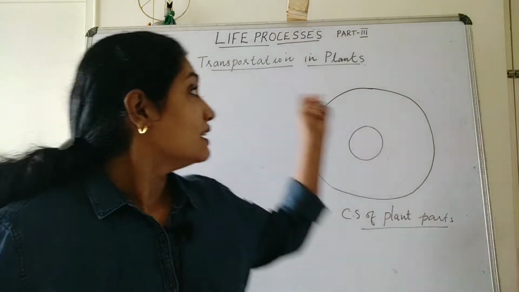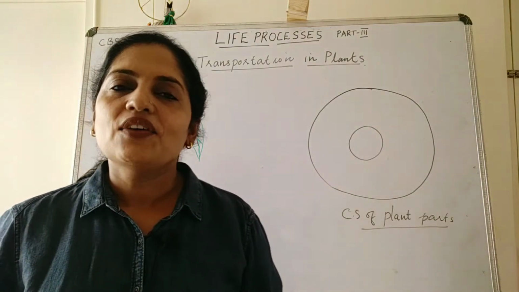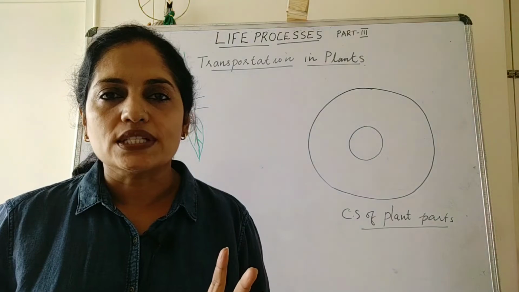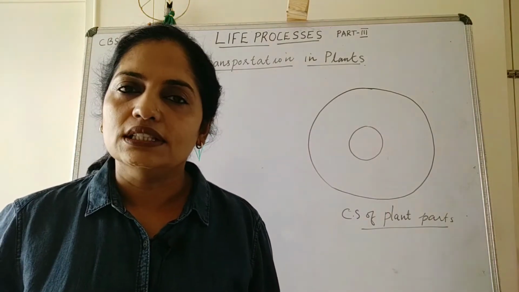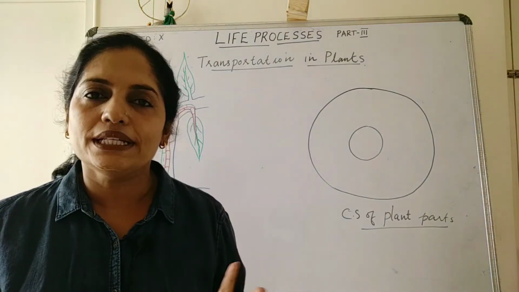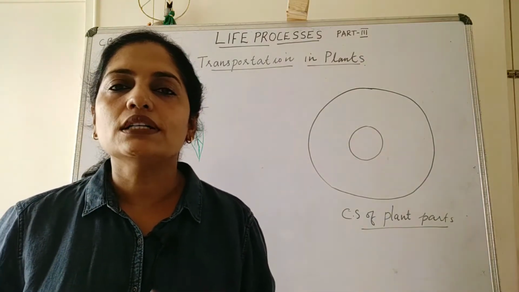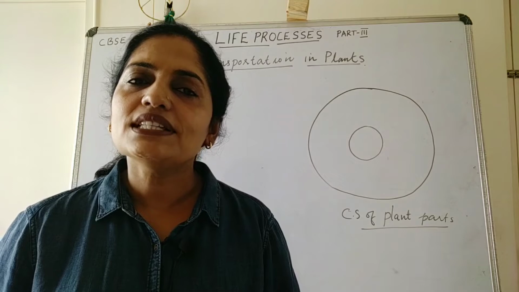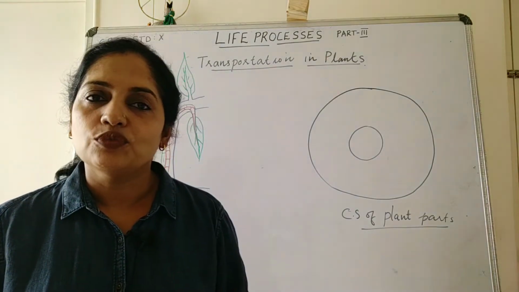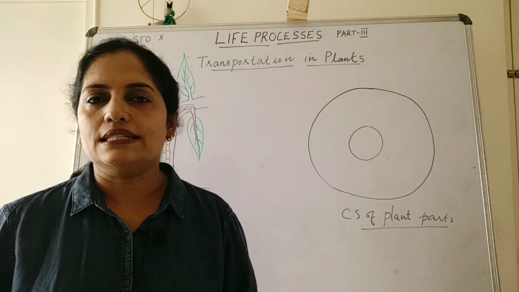Today's topic is transportation in plants. We have discussed earlier plants take up carbon dioxide and water from the environment. These absorbed raw materials should be transported to the site of requirement. Which is the site of requirement? Green parts for the process of photosynthesis.